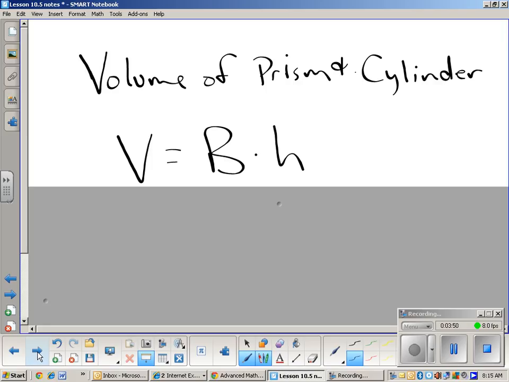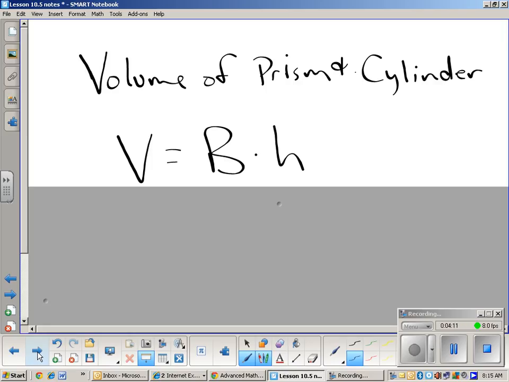Yeah, something with base 1, base 2. Can someone add to that? Half. There's a half in there. 1/2 height times 2 bases. Yeah, 1/2 the height times the sum of the bases. He said times 2 bases. He meant add them together.